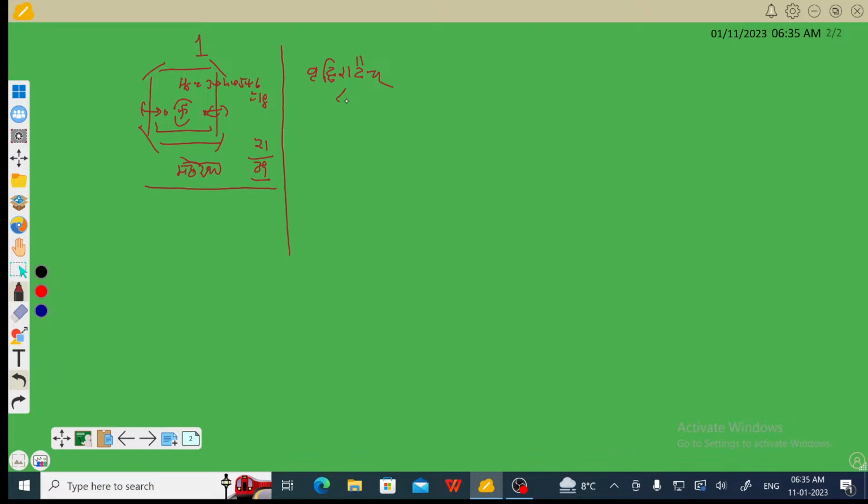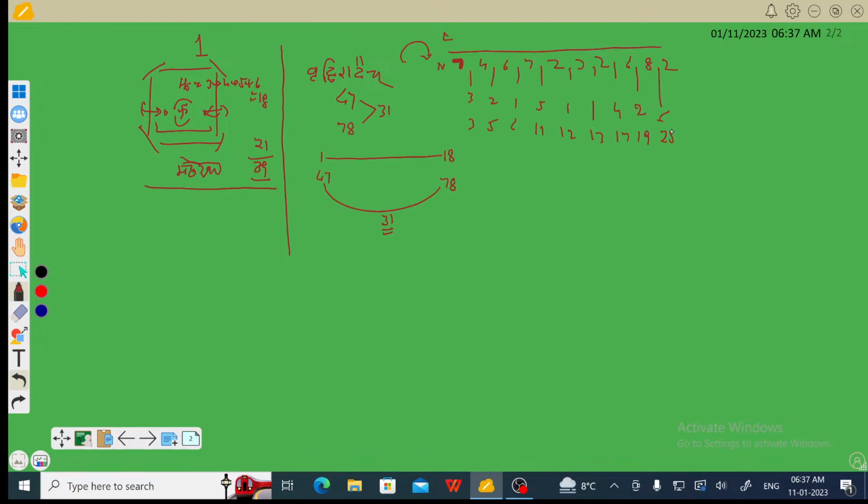The difference value here is 3, 2, 1, 5, 1, 1, 4, 2, and 6. 3, 5, 6, 11, 12, 13, 17, 19, and 25. So this is another phase. So after 35, we are also having the gap value is 25.